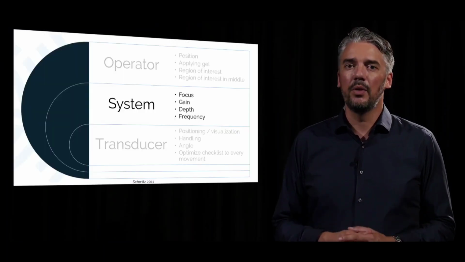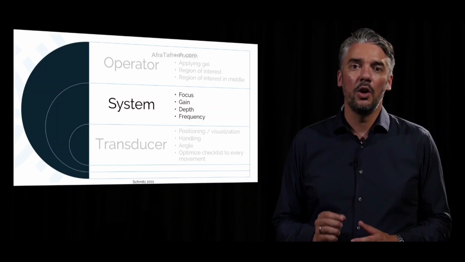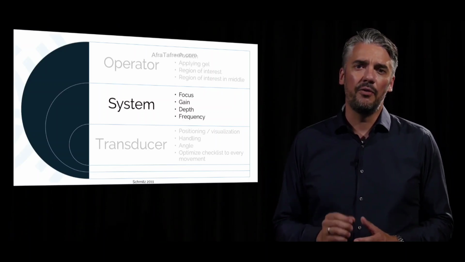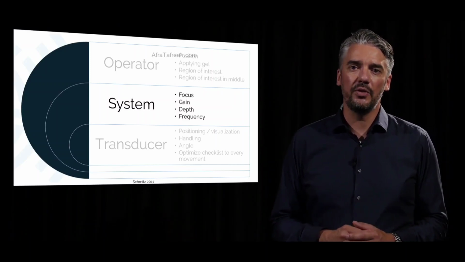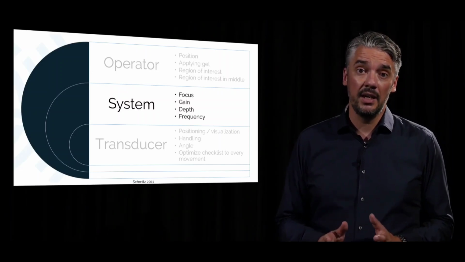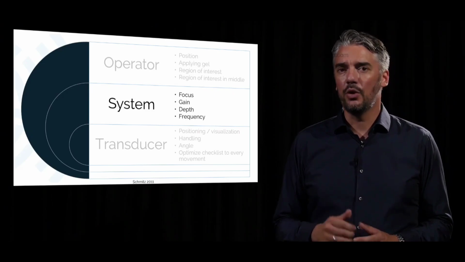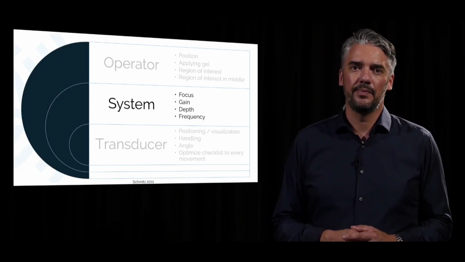The system variables are the second point on our 3x4 scanning quality checklist. The 4 system variables to constantly check and adapt are the focus, the gain, the depth and the frequency. Let's go over them one by one.